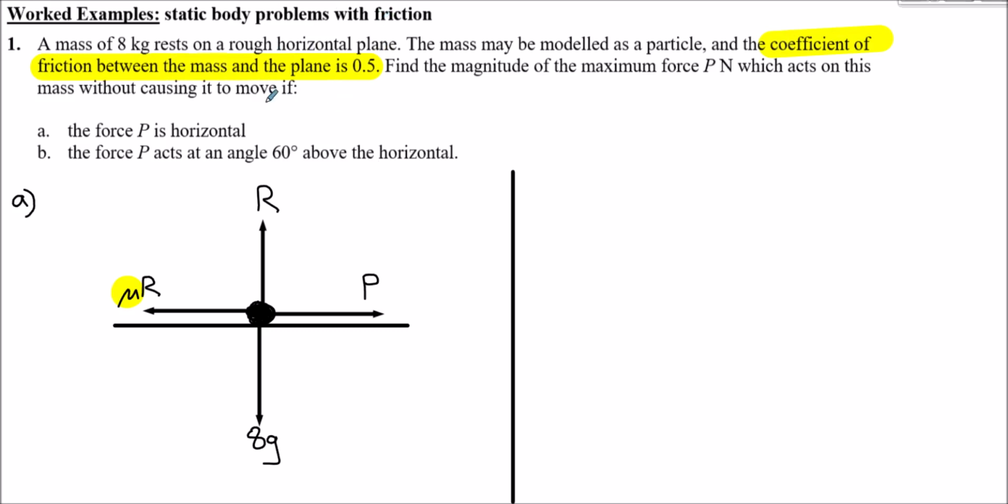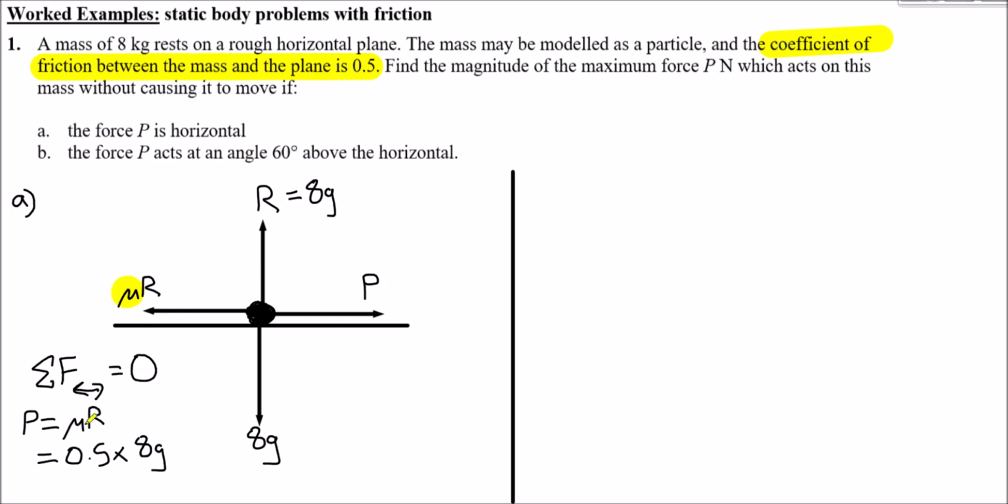So it's still at rest, it's not moving, so we can resolve and just think about the sum of the forces in any direction will still be 0. So let's consider horizontal forces. They'll be 0. So P will be equal and opposite to mu R opposing it. Now, if this is 8g, R for normal reaction will also be 8g because it must balance the weight. There's no vertical acceleration or motion either. So P will be mu R. Mu is 0.5. The normal reaction would be 8g.